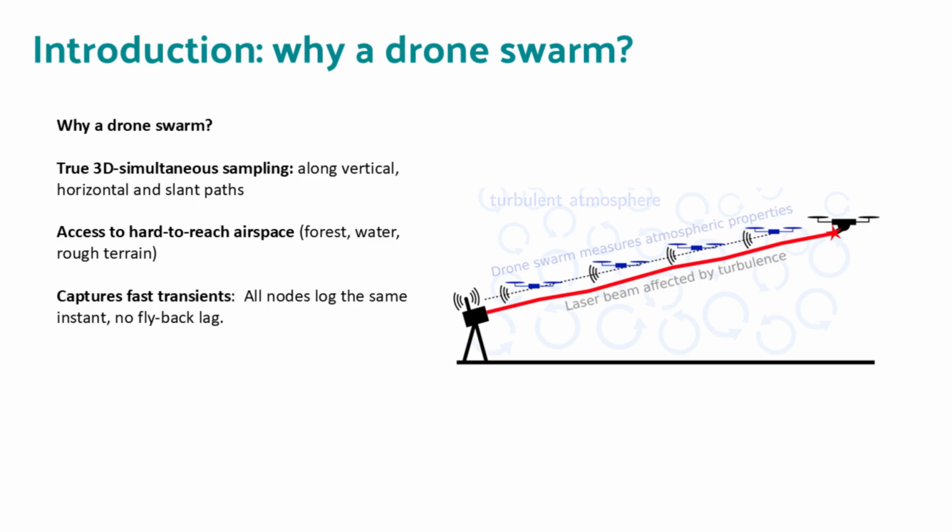Because the drones are mobile, they can also access hard-to-reach areas such as above forests, bodies of water, or off-limit terrains, where atmospheric behaviors can differ significantly. Additionally, since the swarm samples multiple points at the same time, it can capture fast-changing conditions and provide real-time insight into what is happening along the beam, which can then be correlated to the various observed optical fluctuations and effects at the target.